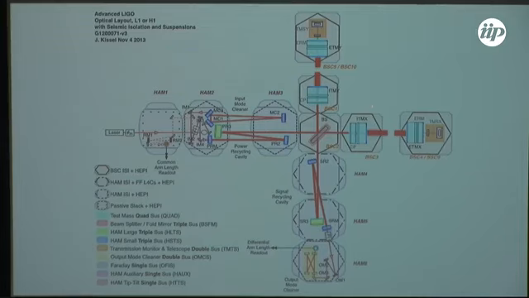Anyways, I'm not an expert in the instrument, but I just want you to understand that these are very, very complicated machines. It really takes a lot of effort to run them, and you have to keep in mind the complexity of the system and everything that it entails when you're analyzing the data that comes out of it.